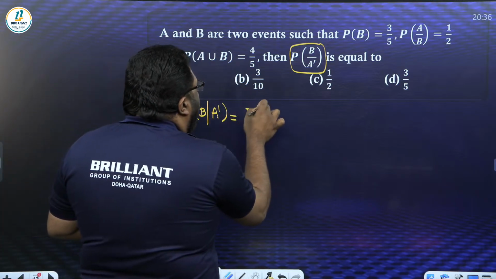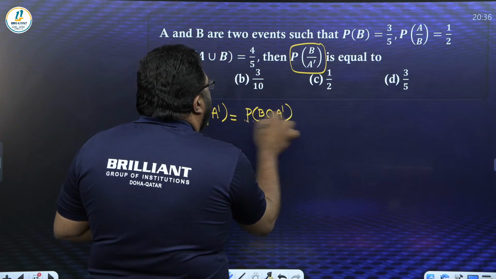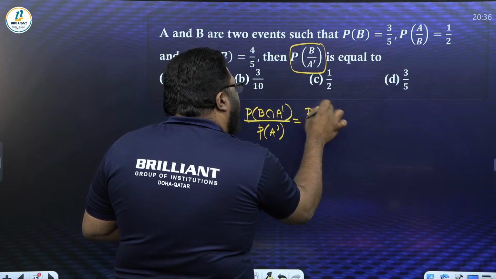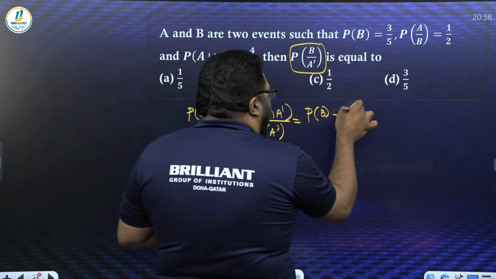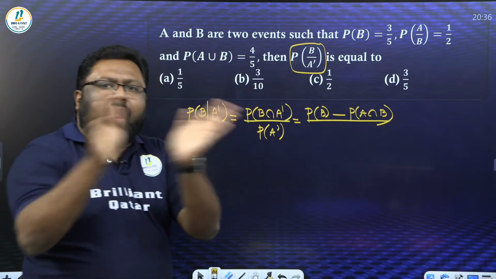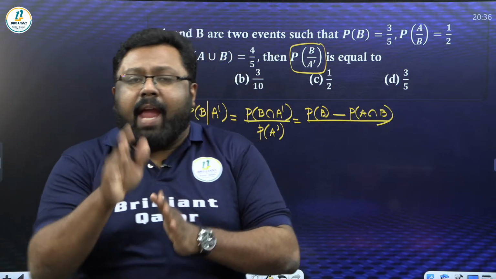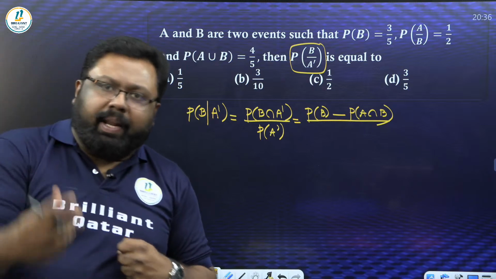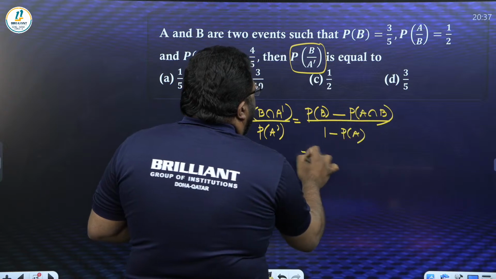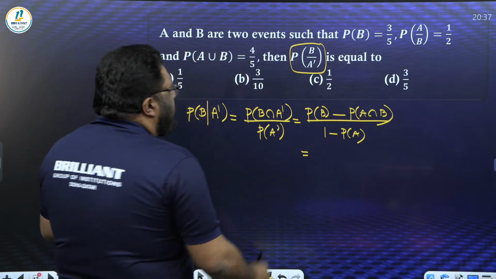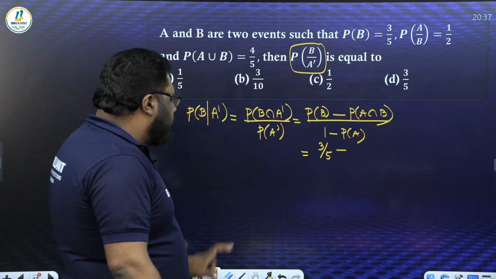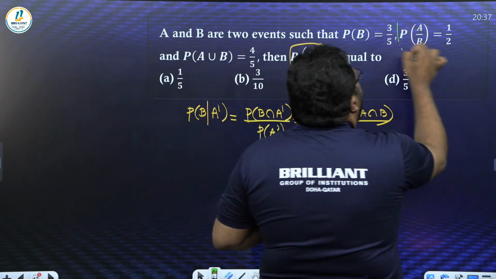Formula for conditional probability: P of B intersection A dash by P of A dash. What is B intersection A dash? Just now we discussed. I don't want A, so B minus A intersection B. How do I remove A from B? From B, subtract A intersection B, by 1 minus P of A. What is P of B given? Yes, 3 by 5. What is P of A intersection B? Not given.